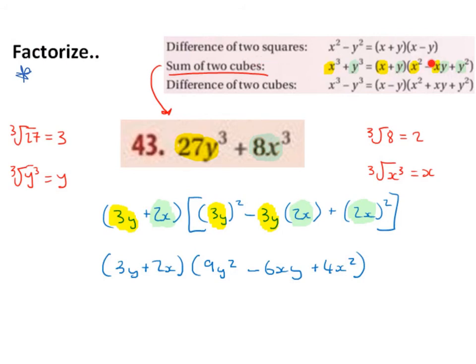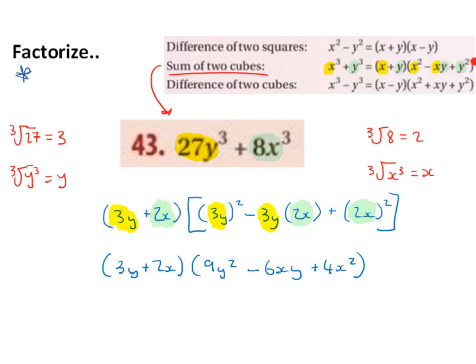So we're going to follow this formula that tells us that in our first bracket we have the cube root of the first term plus the cube root of the second term. So the cube root of the first term is 3y, because we can stick these two together, and the cube root of our second term is 2x. We can stick these two together. So we get 3y + 2x in our first bracket.